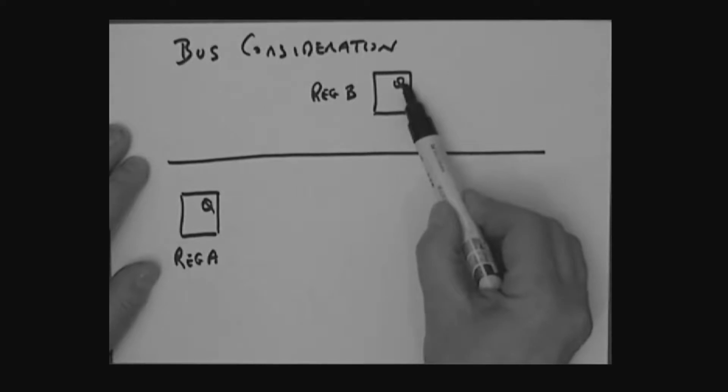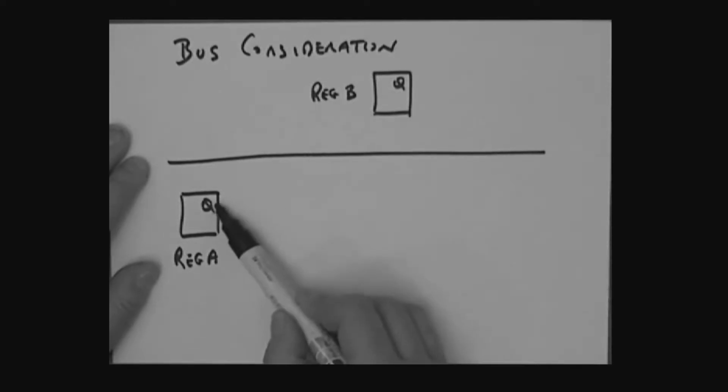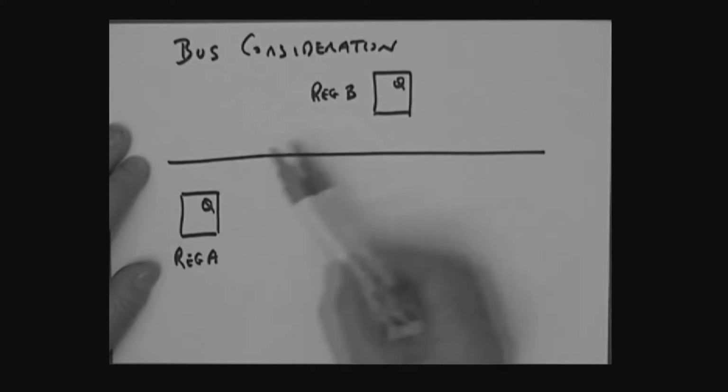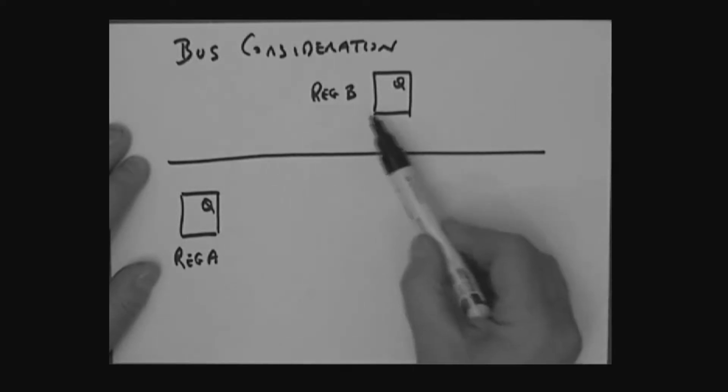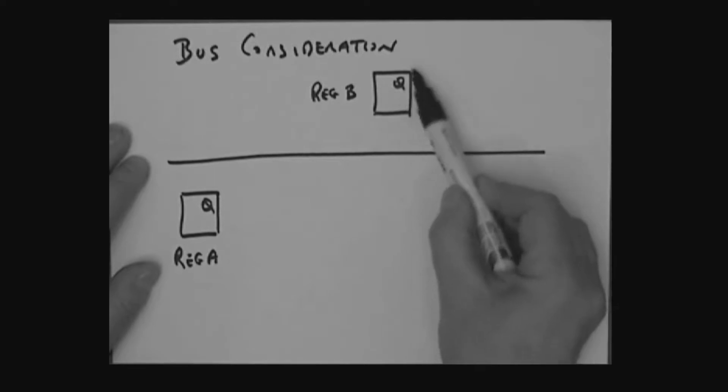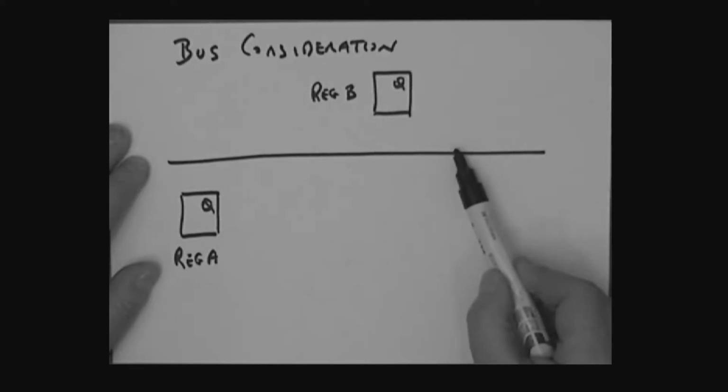Supposing this output, the contents of this register, had a 1 sitting there, and this register had a 0 sitting there for the Q value. Then I'd be trying to connect a 0 and a 1 together. This would result in what we call bus contention. You can only have the output of one register connected to the bus at one time, and the other outputs have to be disconnected.